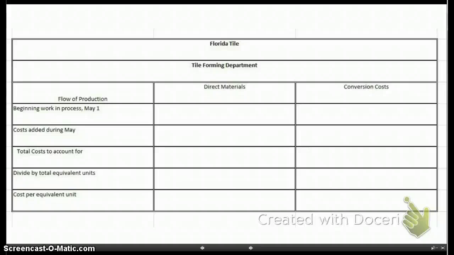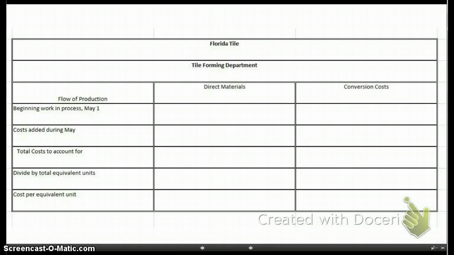Let's take a look at step 3. Step 3 says summarize the total cost to account for. If you remember, if you look at your flow of production, costs to account for are your beginning working process and cost added during May. So you're going to look at cost to account for. Again, these are costs, so you're going to put in dollar amounts.